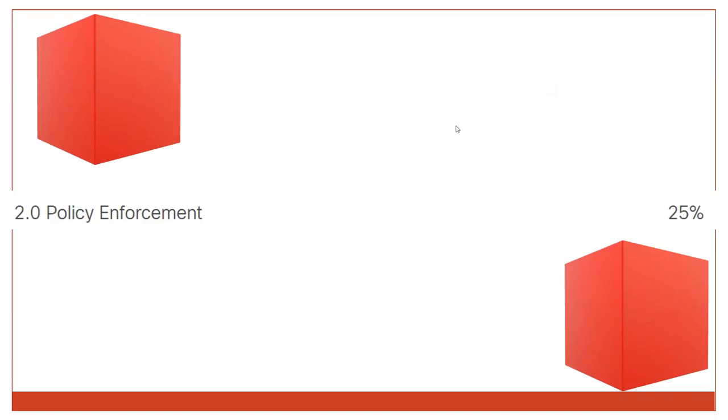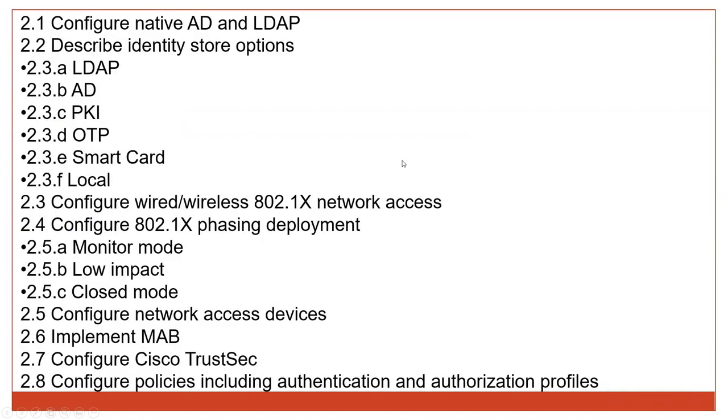Now we are in Section 2, where we have to learn about policy enforcement. This section is quite big. The overall weightage you can see is 25%, and it is an important section to learn and understand about ISE behavior and the integration with the endpoints and the external sources as well.